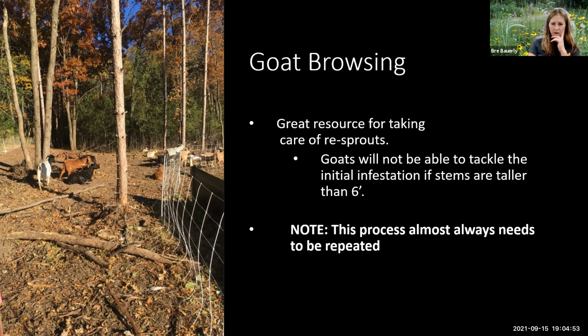So I always talk about goat browsing because it always comes up, and it's so fun. We have a few hundred goats. They're great. They do love eating buckthorn and poison ivy and almost anything that's bad in a woodland, or even in other ecosystems, but it doesn't work for every setting, right?